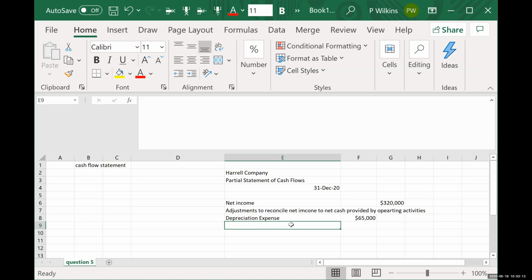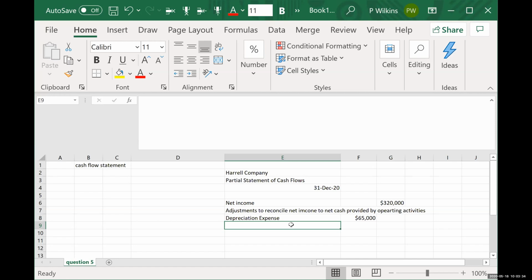Then we're going to add for any losses or subtract for any gains. And I don't see that mentioned anywhere in the problem here. So if it's not mentioned, you just go down to the next item in your list. The next item is we're going to add for decreases in accounts receivable, or subtract for increases in accounts receivable.